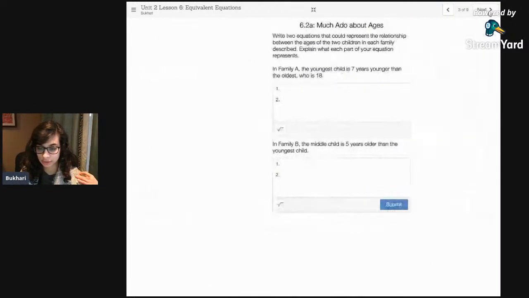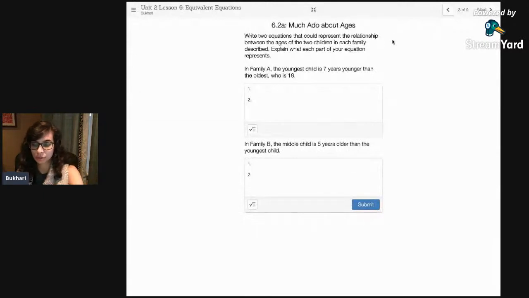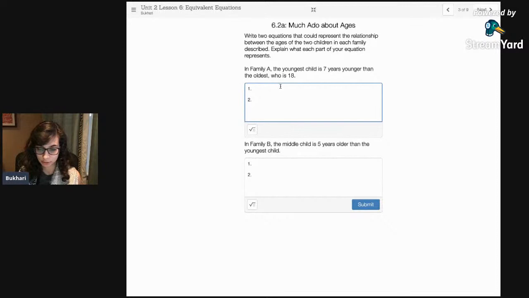For the second activity, you're taking a look at what equations could represent the relationship between the ages of two children in the family described. And remember, when you're creating equations, you want to use the math type button here. You can use the keyboard if necessary. For family A, we have the youngest child is 7 years younger than the oldest, who is 18. I want to create an equation that represents the relationship with the ages of the two children in each family described.